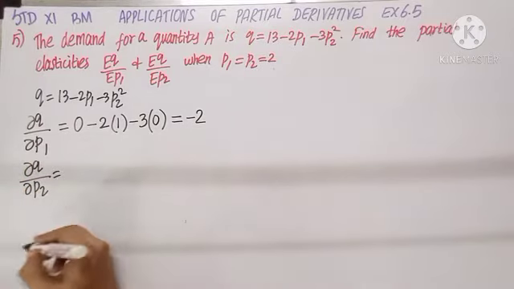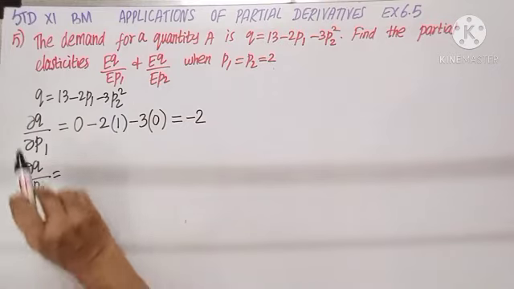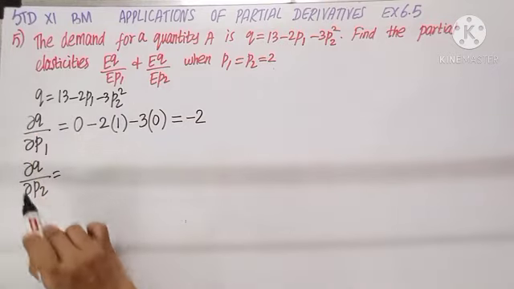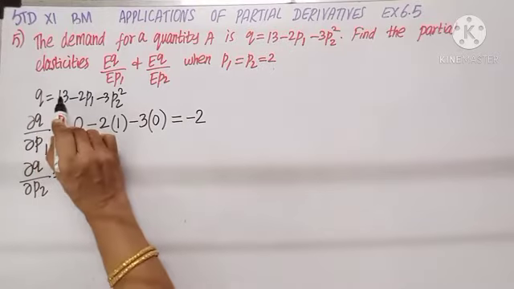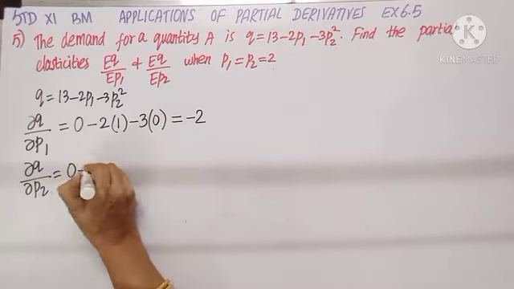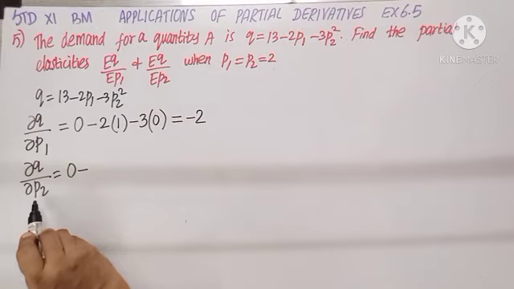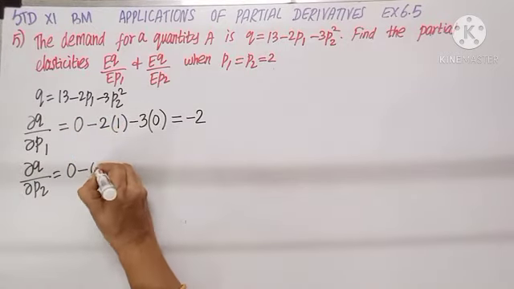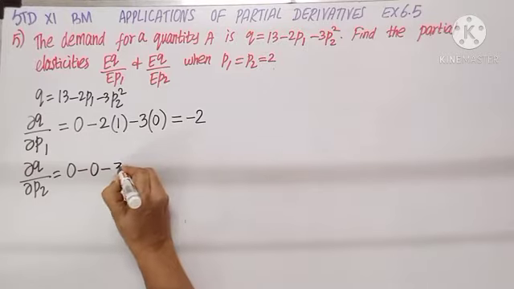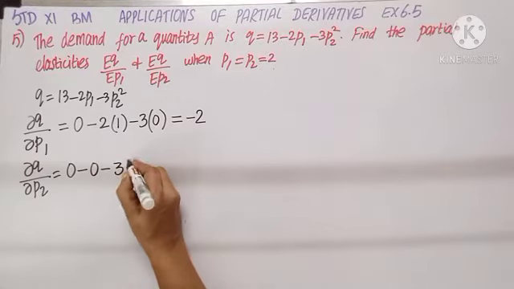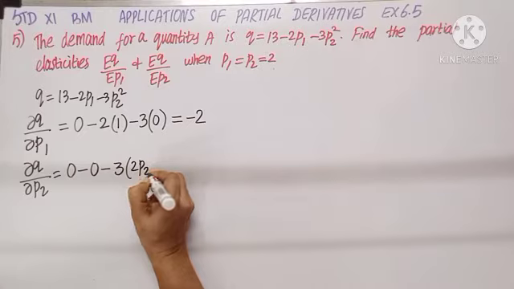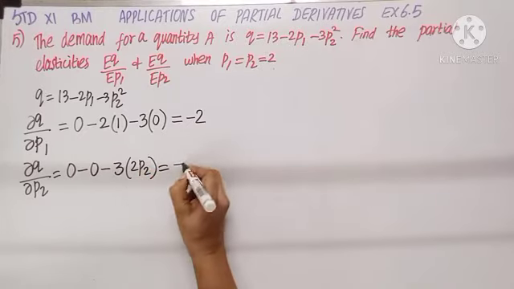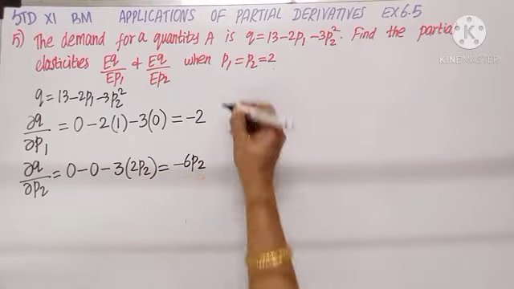Similarly, what is dou Q by dou P2? I am partially differentiating Q with respect to P2. 13 constant becomes 0. Now I do with respect to P2. P1 is a constant, so that also becomes 0. Minus 3 into P2 square will become 2P2. As I multiply, it is minus 6P2.